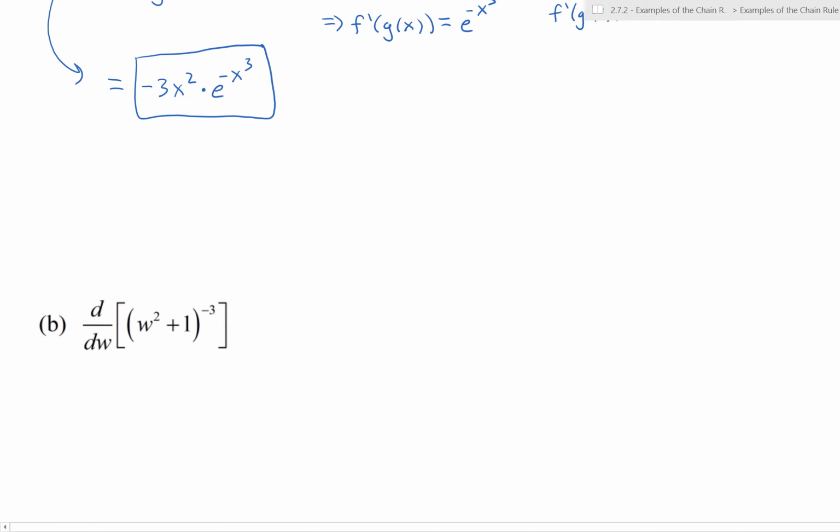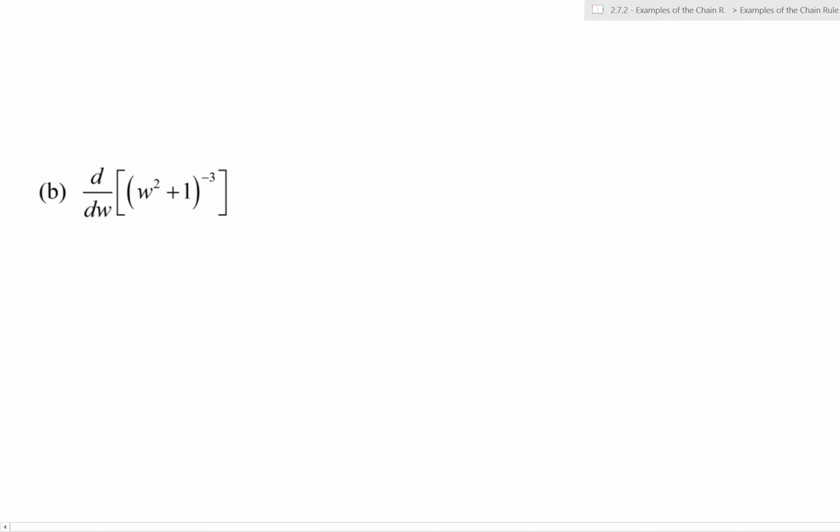How about another one? How about this one right here? This time we have this composite function, w squared plus 1 quantity to the negative third power. And we're going to differentiate that function with respect to w. So here the input variable is w. But again, we should think of this function as an h of w in this case, which is w squared plus 1 to the negative third. And let's think of it as some f of g of w here.